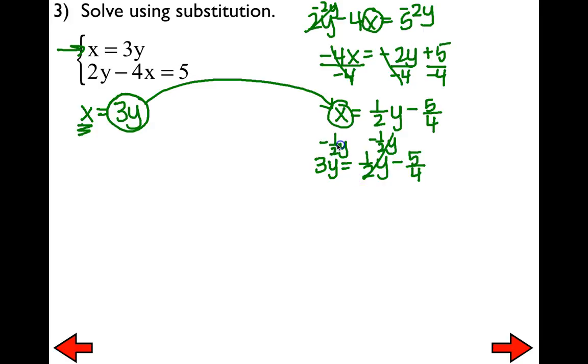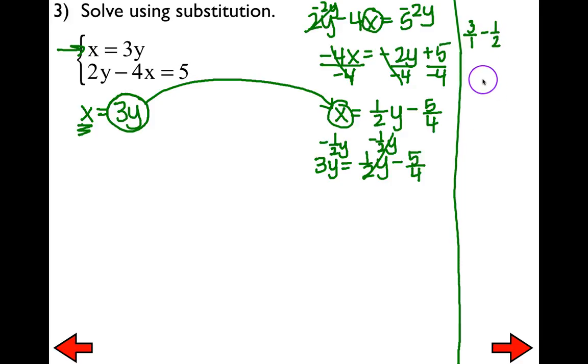Now here's what I would suggest. Some of you can do this in your head. What's 3 minus 1/2? 2.5. But if you can't do that, you can, of course, simply do some side work. So let's practice that. 3 is basically written as 3 over 1 minus 1/2. Our lowest common denominator is going to be a 2.